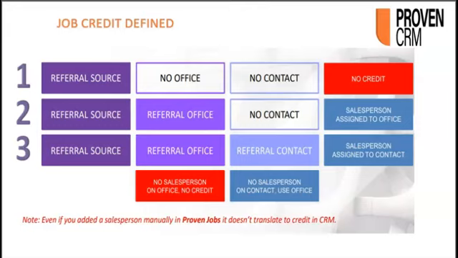It is also important to remember that adding the relationship manually in the job in Proven Jobs will not give the salesperson credit in the CRM. The CRM job credit logic is solely based on the addition of records to the job with the type referrer. With all this being said, there are some rules within job credit logic that can impact if the salesperson assigned to those referring relationships should get credit or not in the CRM job.